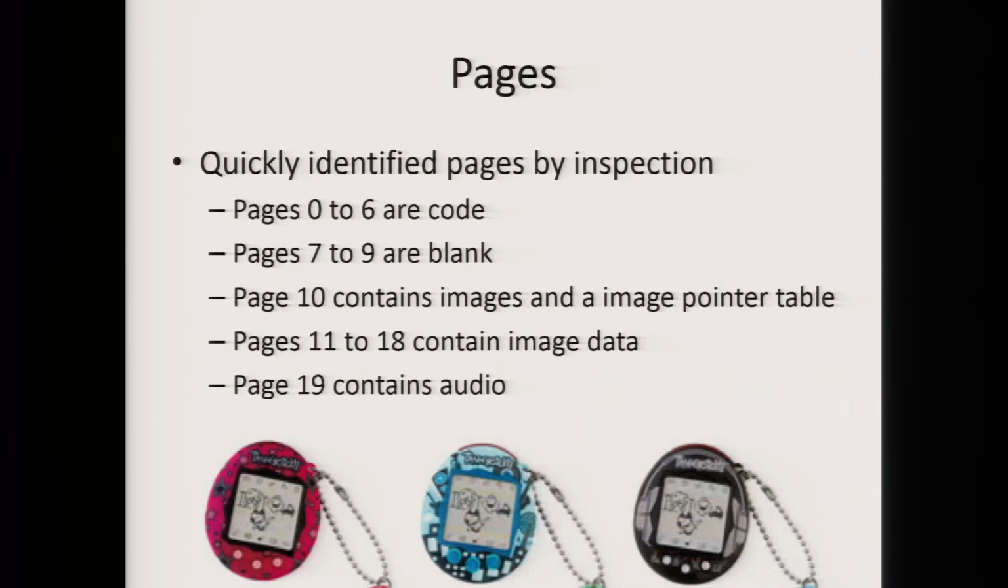Pages 0 to 6 were code, pages 7 to 9 were unused, page 10 contained a pointer table for images, pages 11 to 18 contained images, and I don't know what page 19 contains, but I'm figuring it's audio, because where else would the audio be otherwise?